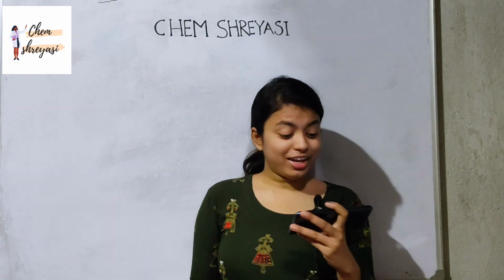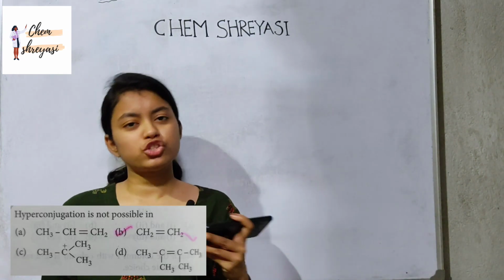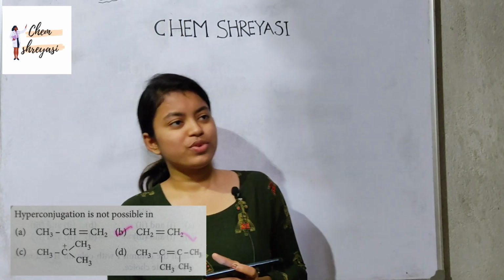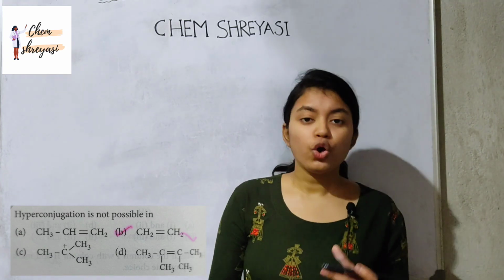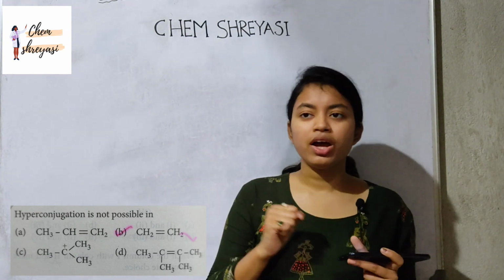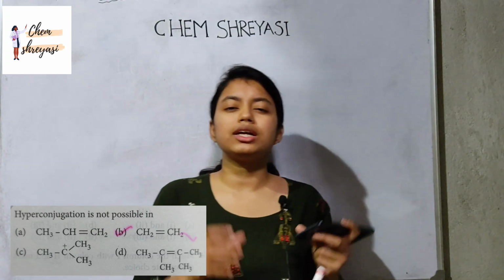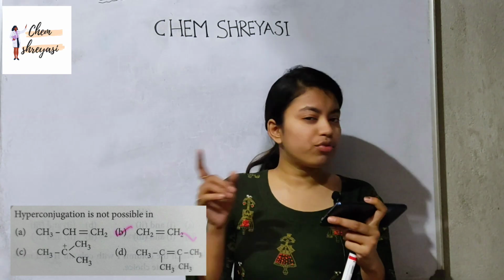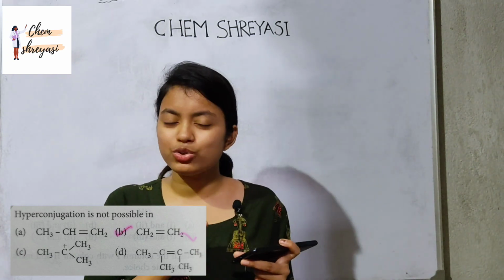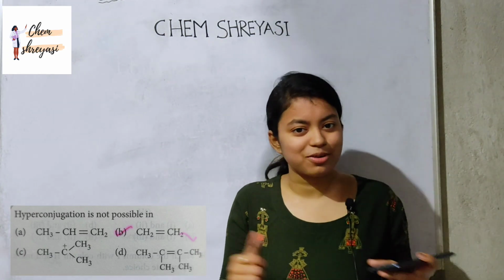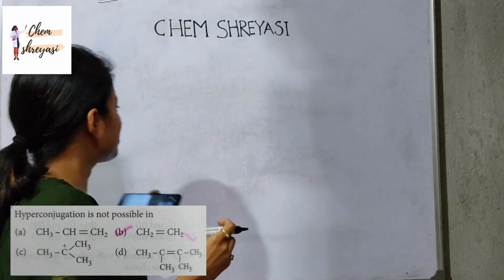Coming to the next question, it says hyperconjugation is not possible in which of the following options? There are 4 options. Let me introduce what hyperconjugation is. Hyperconjugation is a stabilizing factor which operates only in those compounds in which there is the presence of alpha hydrogen. We have to see whether any of these 4 options has a compound with no alpha hydrogen. If we find such a compound, there will be no hyperconjugation in it. So let me write all these 4 structures for you.